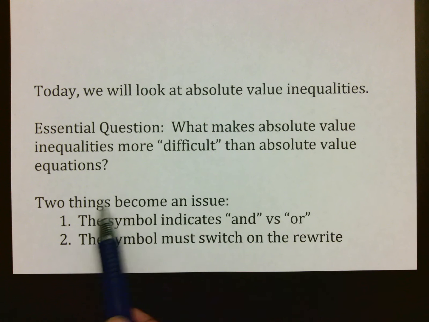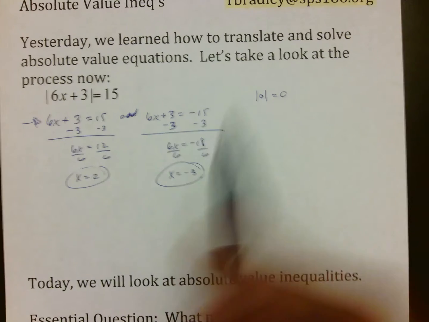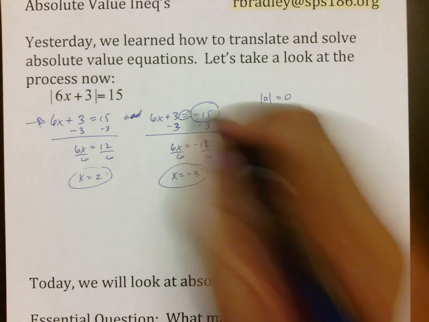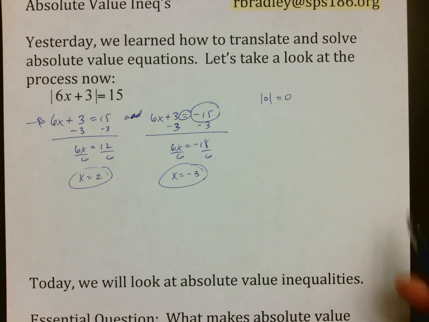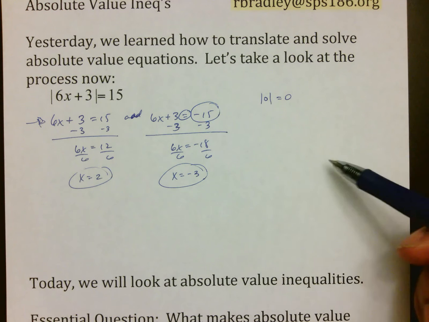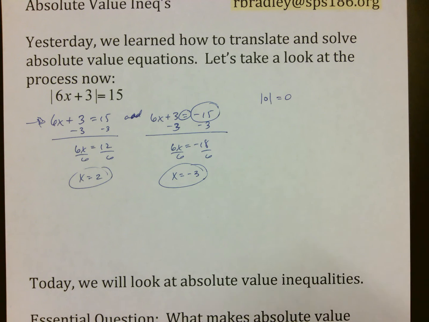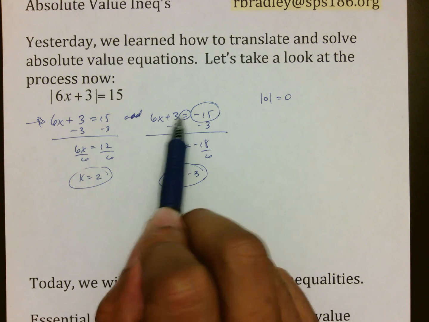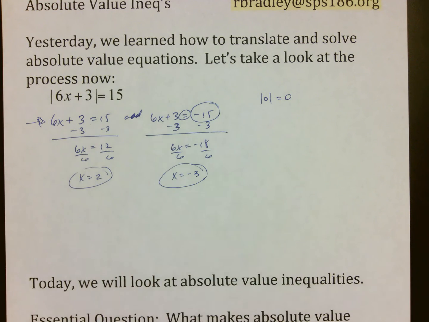The honest answer is that two things become an issue. The first thing we have to learn today is that the symbol indicates and versus or, and the symbol must switch on the rewrite. So when we switch this 15 to be negative, we have to also turn this around, because if you remember with inequalities, whenever we switch one, we switch all. So you'll still write it the same way on the first part, but when you do the second one, you'll have to take these two symbols and switch them around.